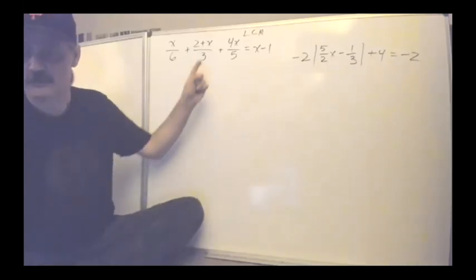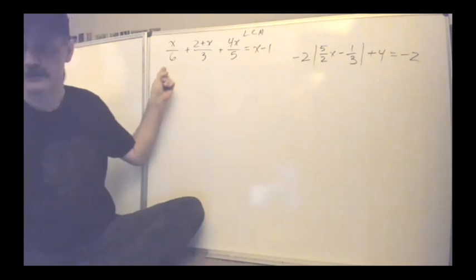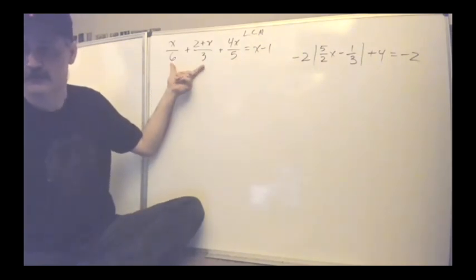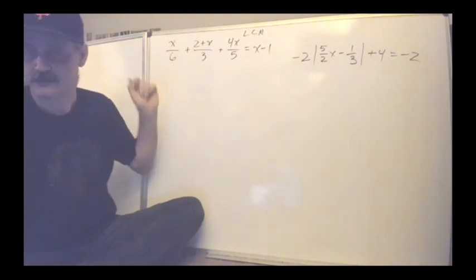Okay? So again, that's called the least common multiple. It's the same as the common denominator: the smallest multiple that is common to 3, 5, and 6.